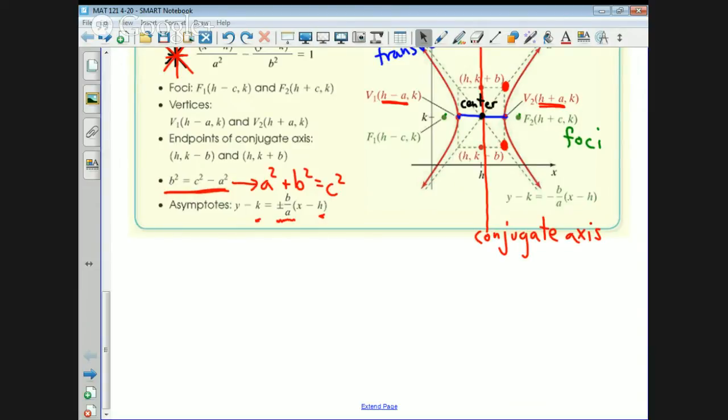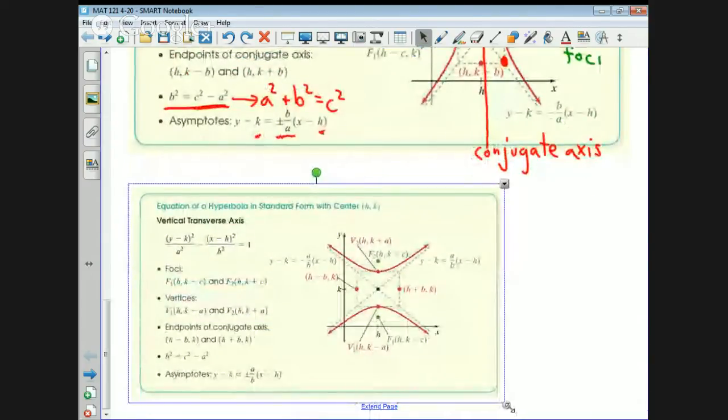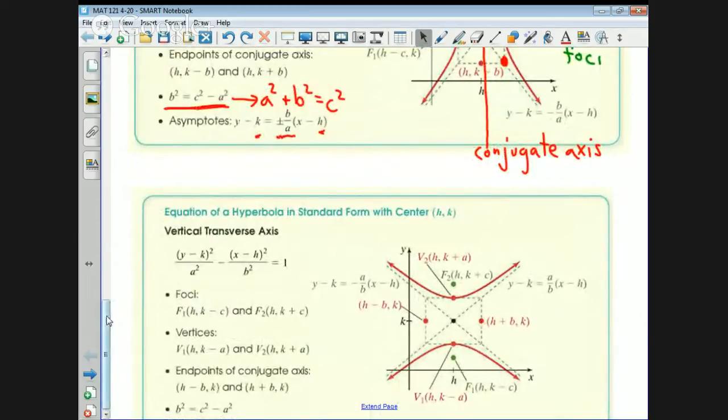Terminology-wise, it's still the same basic terminology, but just make sure we're all on the same page with where things are now. So in a vertical transverse axis, we would have the two vertices connected like so with that blue line. That would be the vertical transverse axis. It always transverses between the two vertices.